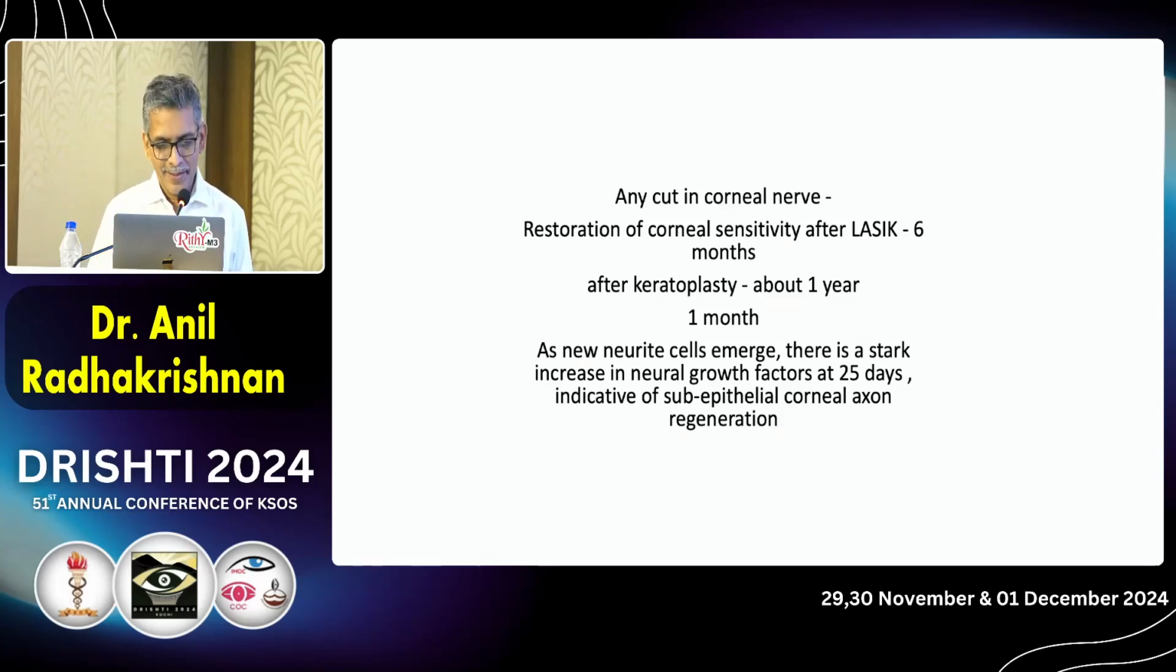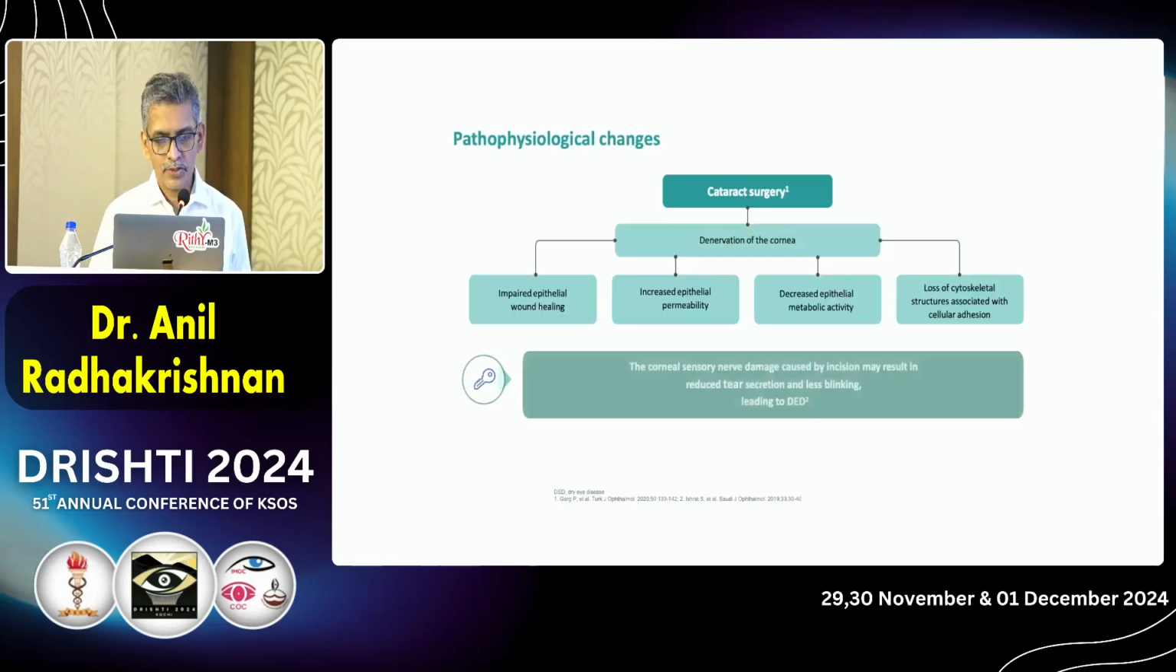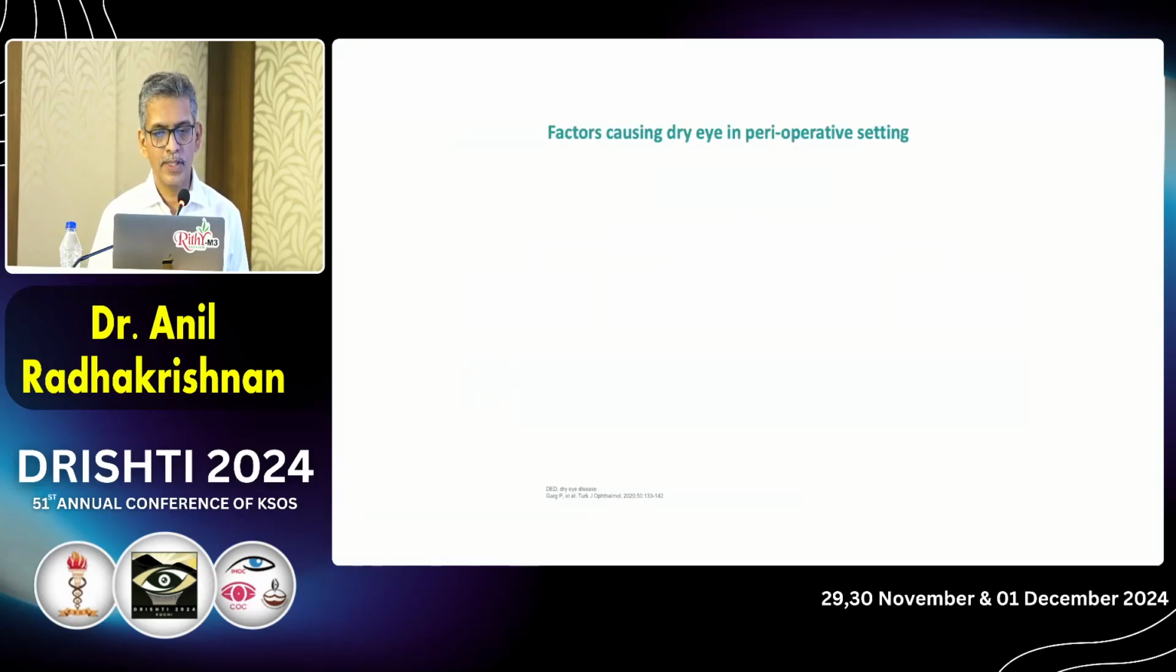Yeah. At the end of 1 month, you have these neurite cells, and there is an increase in the neural growth factors that are seen at 25 days post-op, and that contributes to the symptoms that the patient has. So in the interest of time, I'll just say that cataract surgery causes sensory nerve damage at the incision, even though the incision is very small. And because of less blinking, that can also contribute to dry eye.